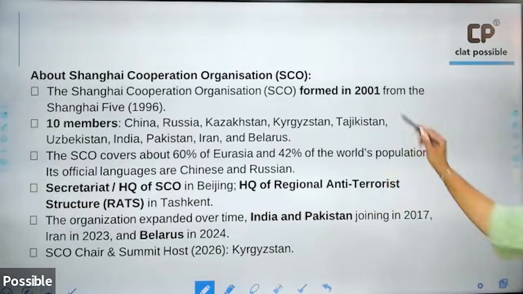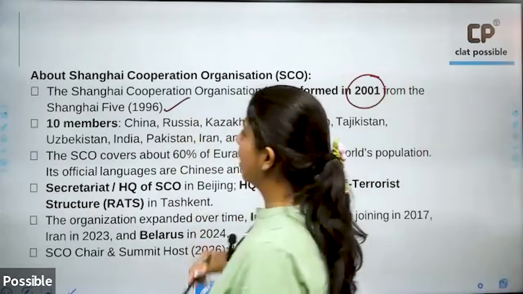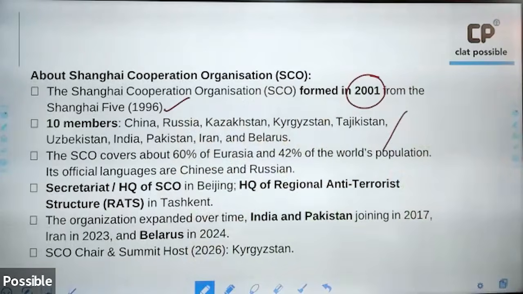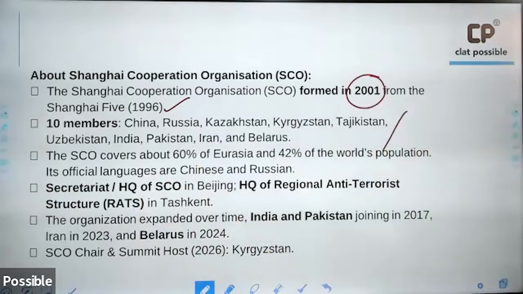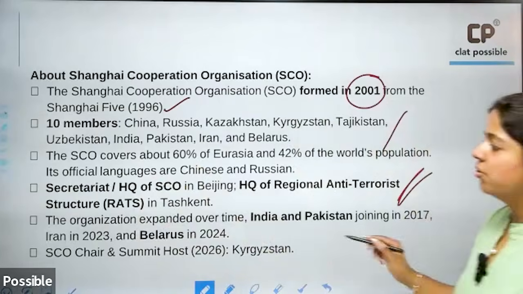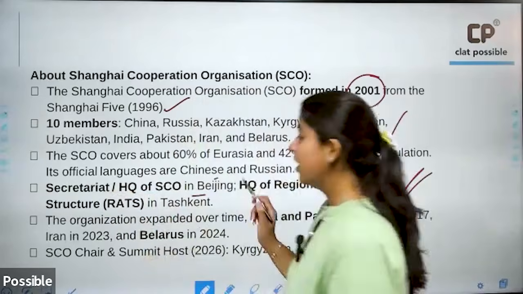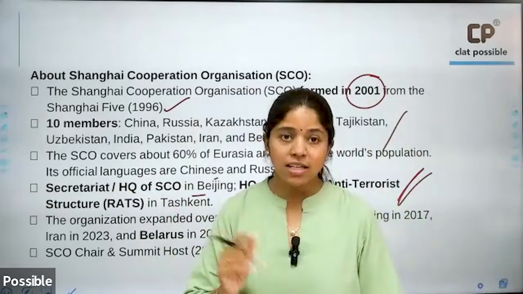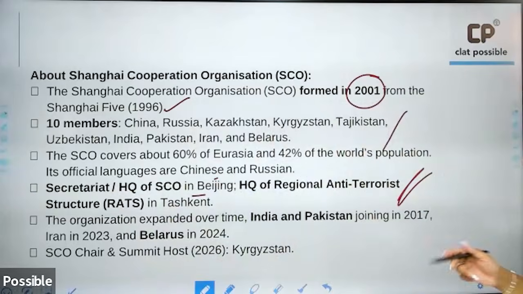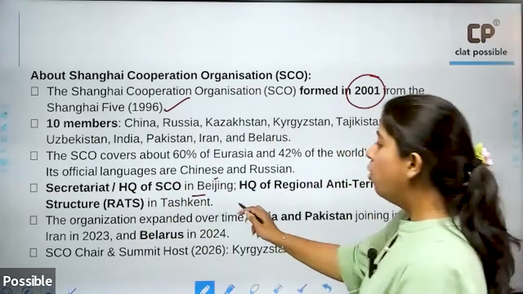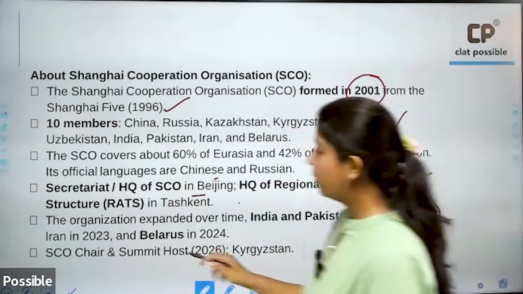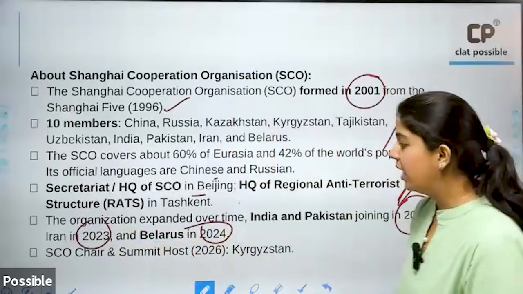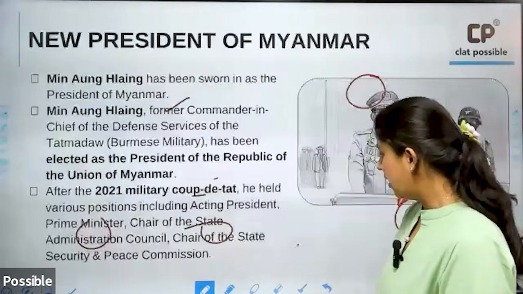SCO was effectively formed in 2001, and it was initially known as Shanghai 5 in 1996. It has a total of 10 members: China, Russia, Kazakhstan, Kyrgyzstan, Tajikistan, Uzbekistan, India, Pakistan, Iran, and Belarus. SCO covers 60% of Eurasia. Children, please remember, very important: the headquarters of SCO is in Beijing. The name is Shanghai Cooperation Organization, but the headquarters is located in Beijing, not Shanghai. The headquarters of RATS is in Tashkent, Uzbekistan. India and Pakistan joined in 2017, very important to remember. Iran joined in 2023. Belarus joined in 2024. This year it is being hosted by Kyrgyzstan in Bishkek.